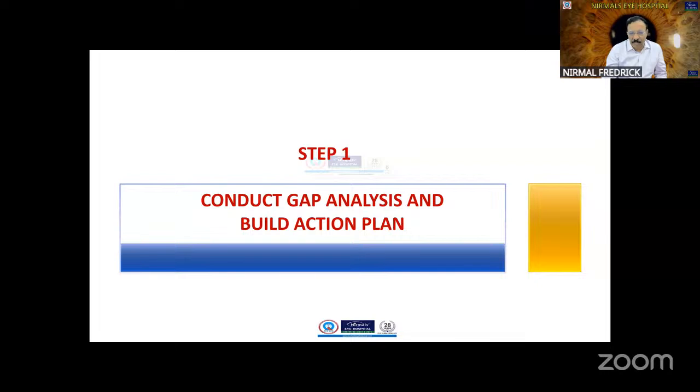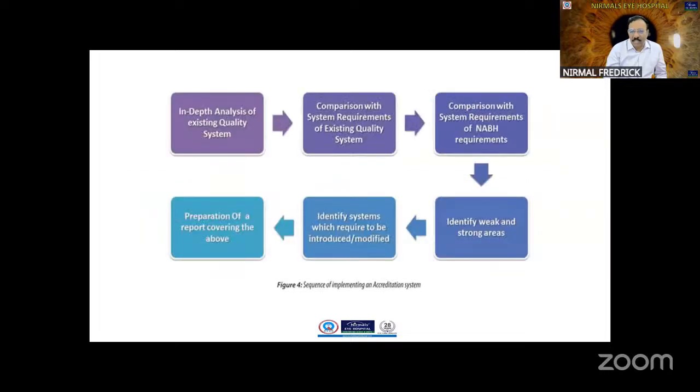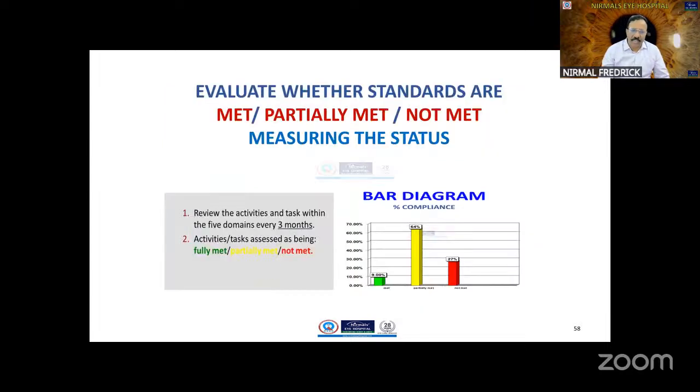How to conduct a gap analysis. There is a gap in the hospital between what is required by the NABH standards and what is really available. This may be an infrastructure gap, a process-related gap, a human resources-related gap, or a technology-related gap. We need to identify those weak and strong areas. In any functioning hospital, almost 60 to 70% will be available. They may be partially met.